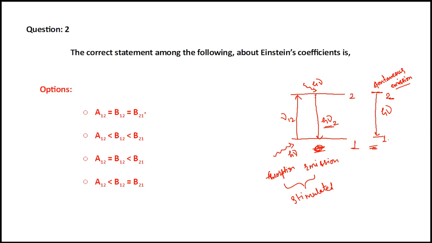The correct statement among the Einstein's coefficients would be, first of all, B12 and B21 will be equal. So where is the option with this and A12? But if you want to consider stimulated emission, in an ideal condition, what they are asking, for stimulated emission to occur, the value of B should be greater than A. So according to this, they have told that this will be the correct option. But practically, A will be greater than B.